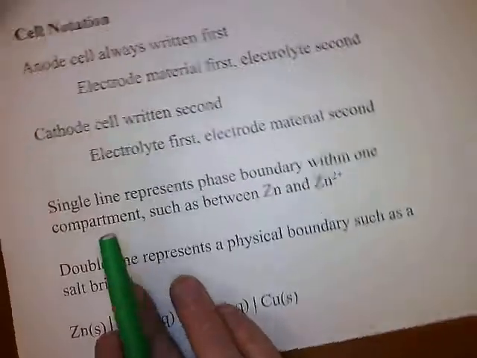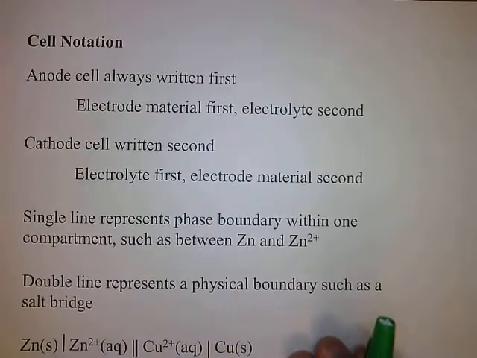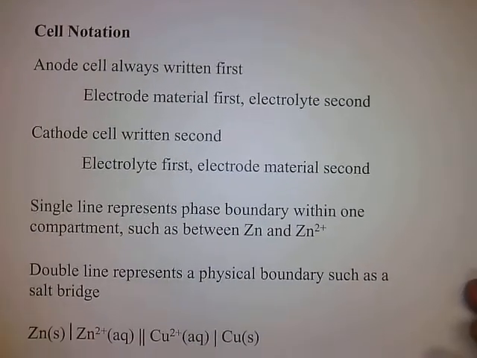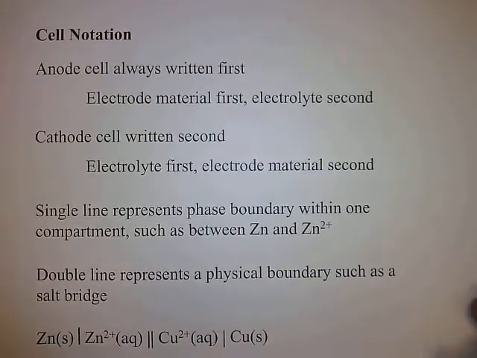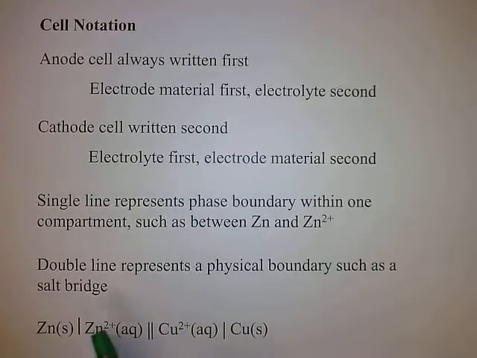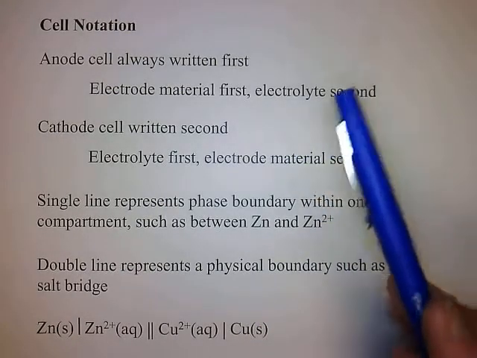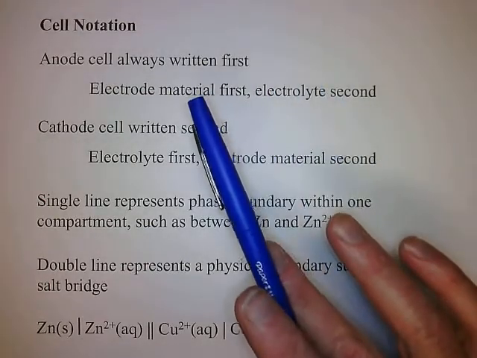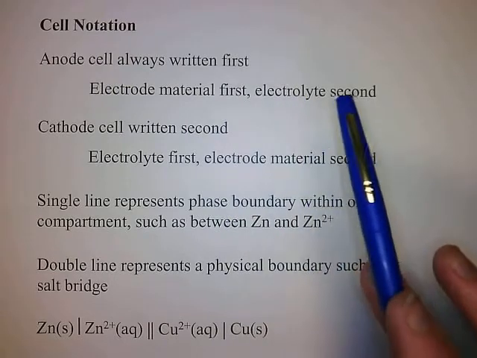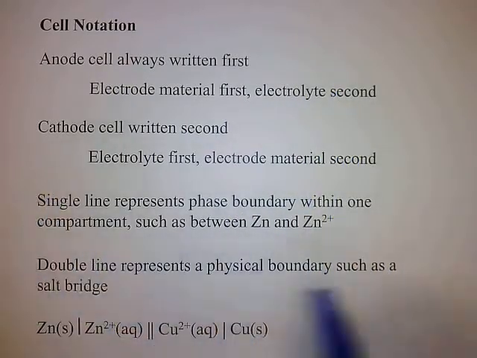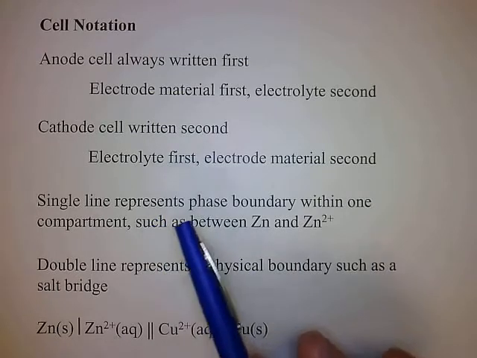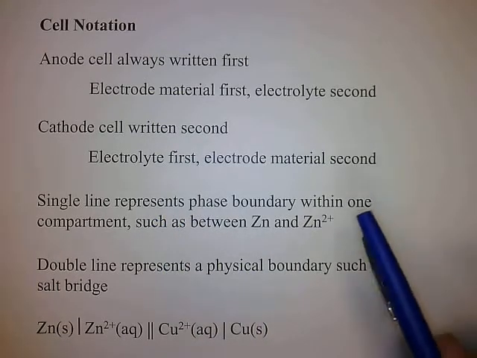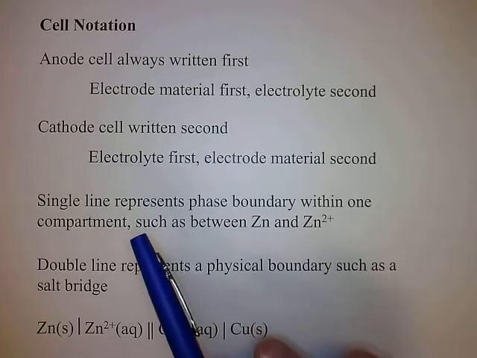So there's an abbreviated notation that we can use to represent electrochemical cells like this, okay? And ultimately, the cell that we just made is going to look like this. But you always write, first of all, the anode first. So the oxidation reaction goes first. You write the electrode material and then the electrolyte. And then you write the cathode second, with the electrolyte first and the electrode material second. Okay?